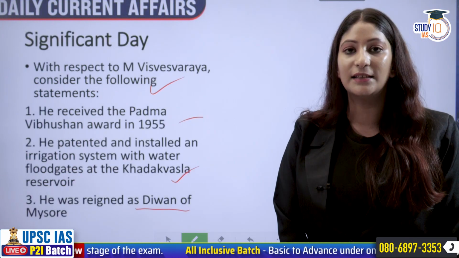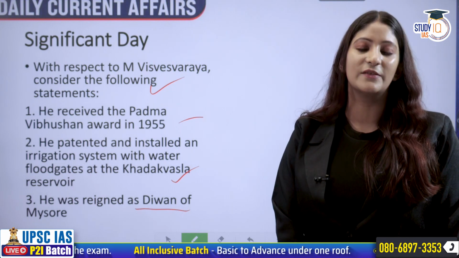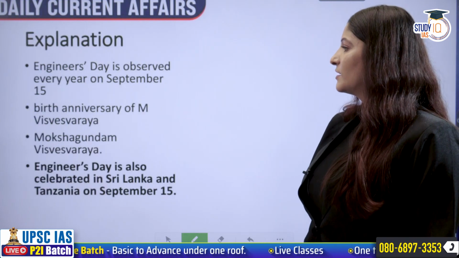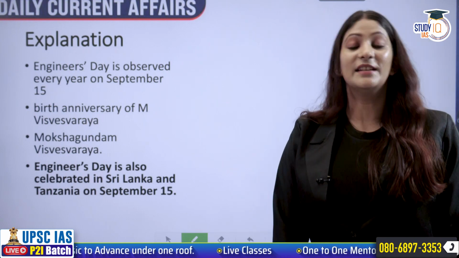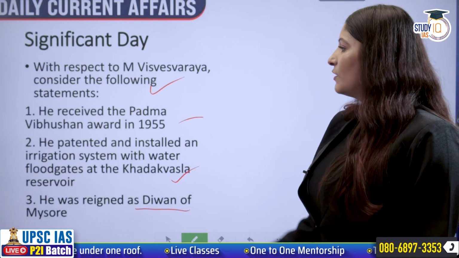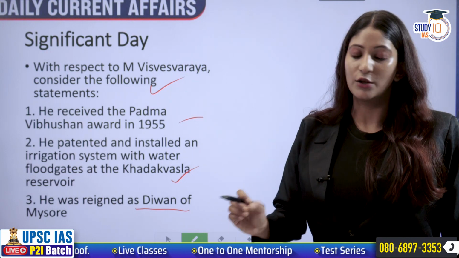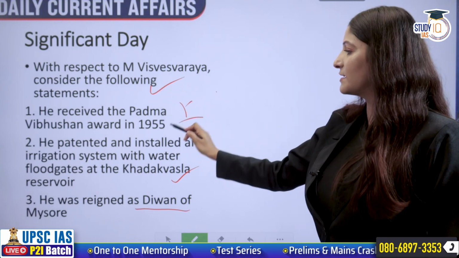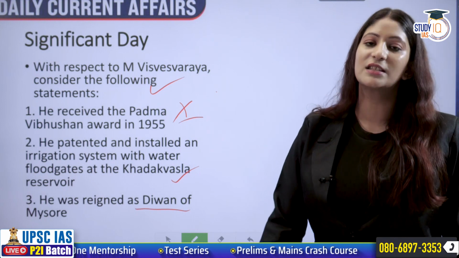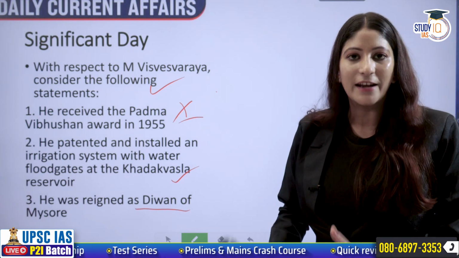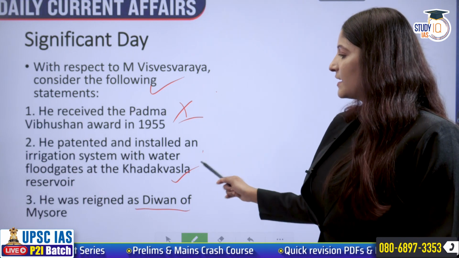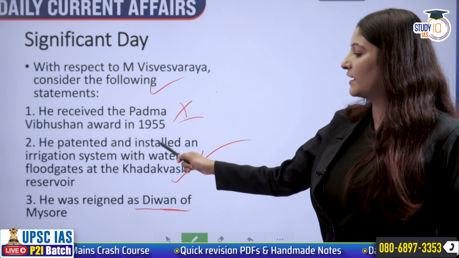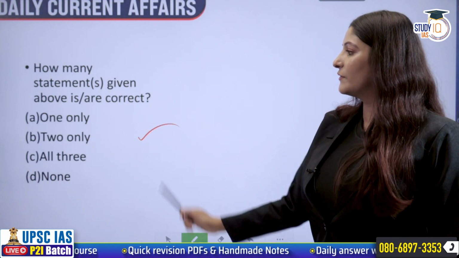Now, today is the birth anniversary of the man popularly known as M. Visvesvaraya. His name is Moksha Gundam. Let me check that. Yes, Moksha Gundam. But he is popularly known as M. Visvesvaraya. And he received the Bharat Ratna, not Padma Vibhushan, in 1955. Bharat Ratna it should be instead. First is incorrect. He patented and installed an irrigation system because he was a pro-flood management person, and the second statement is definitely correct. He reigned as Diwan of Mysore is also correct. Second and third are correct. First is not correct. So 2 only will be the correct answer.